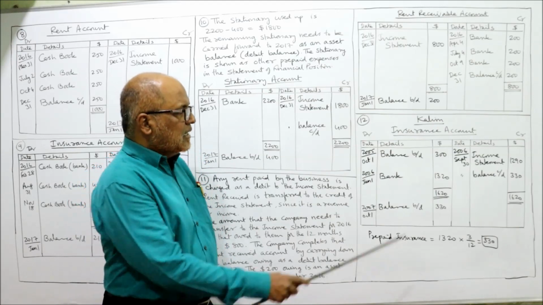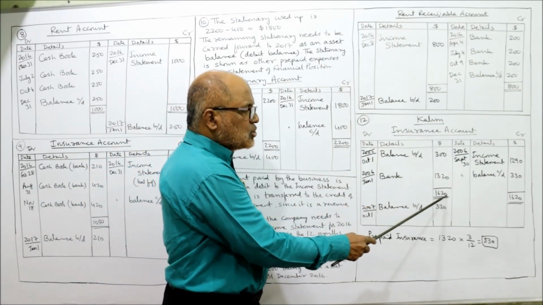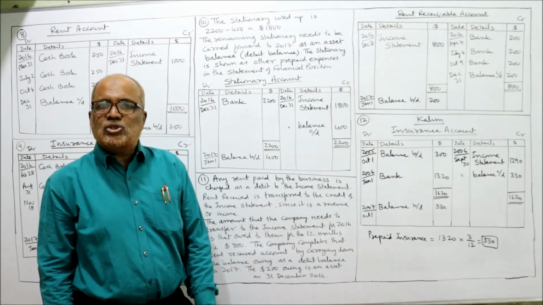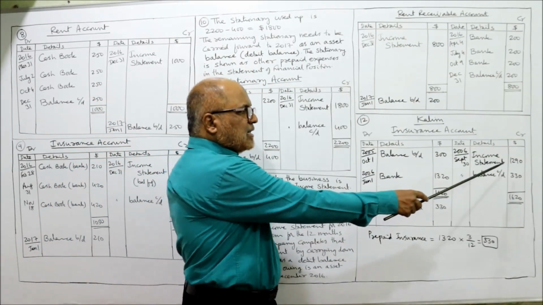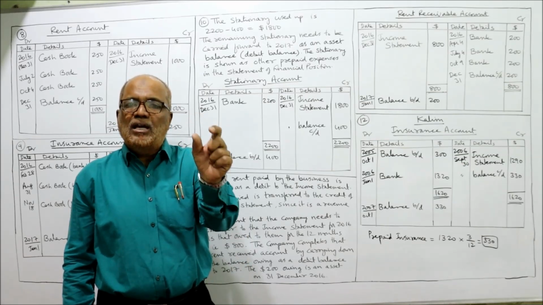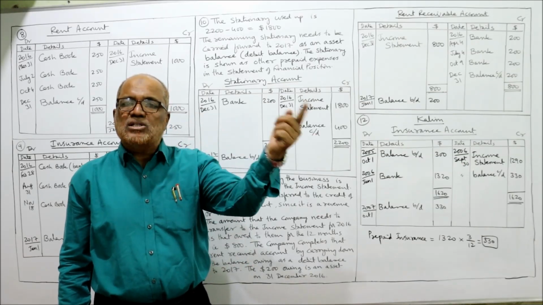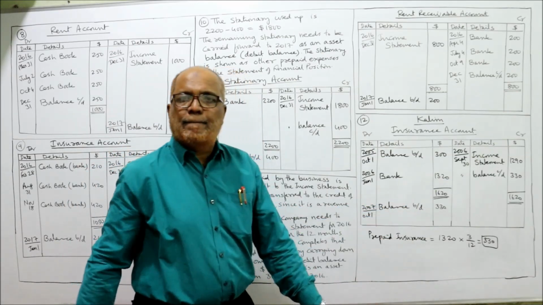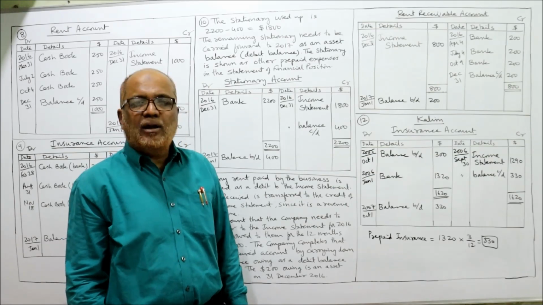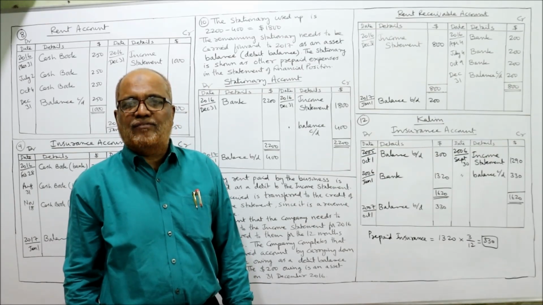Now find the balance. Take the total on the debit side, 1620. 1620 minus 330. The balance is 1,290. So 1,290 insurance will be transferred to income statement. That's it. So this is the end of problem number 12.